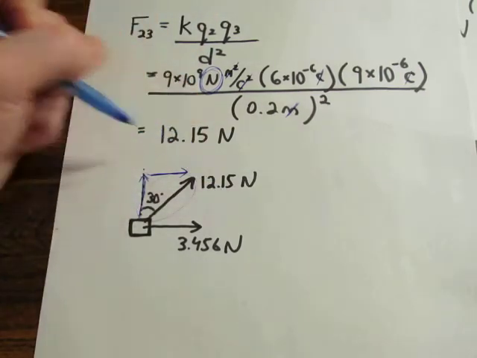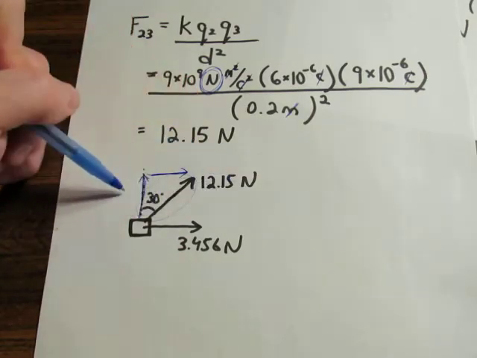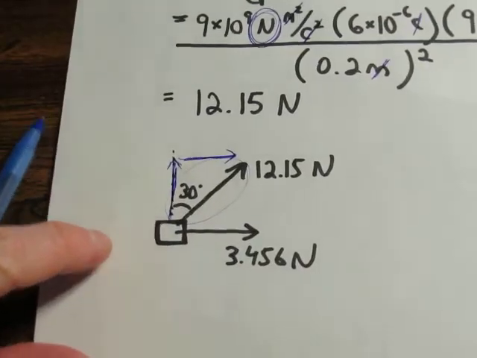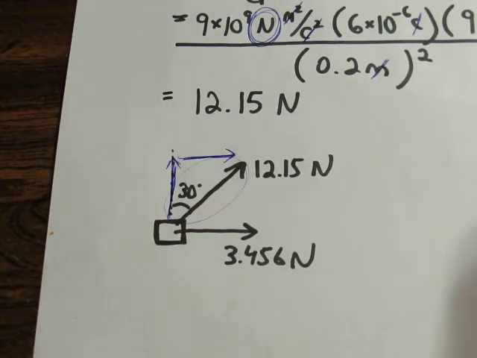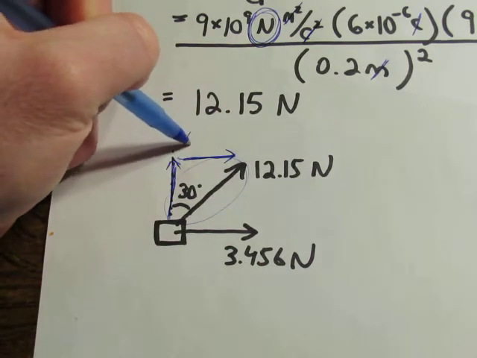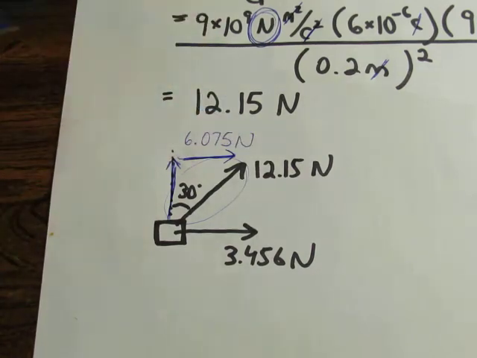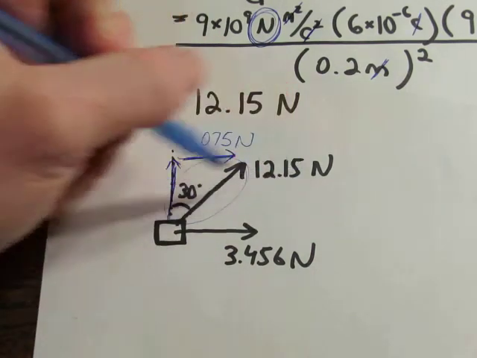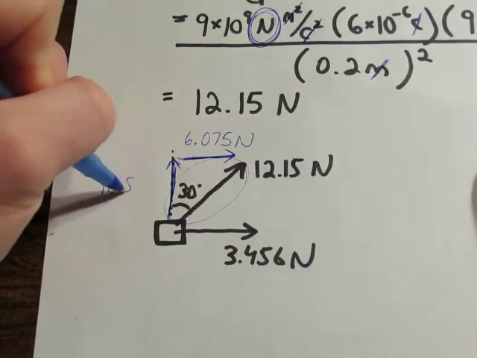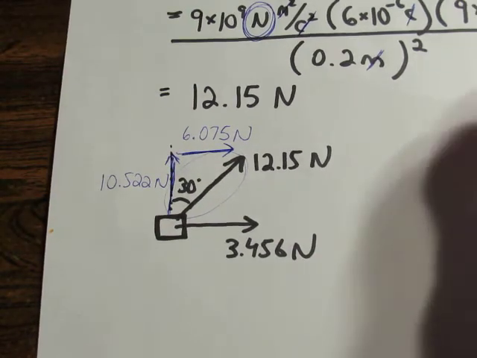12.15 sine of 30 degrees will be across from it, and 12.15 cos of 30 degrees will be right beside it. So if you work those two numbers out, 12.15 sine 30 will be 6.075 newtons, and 12.15 cos of 30 is 10.522. And I'm just keeping a couple of decimals to make it more accurate.